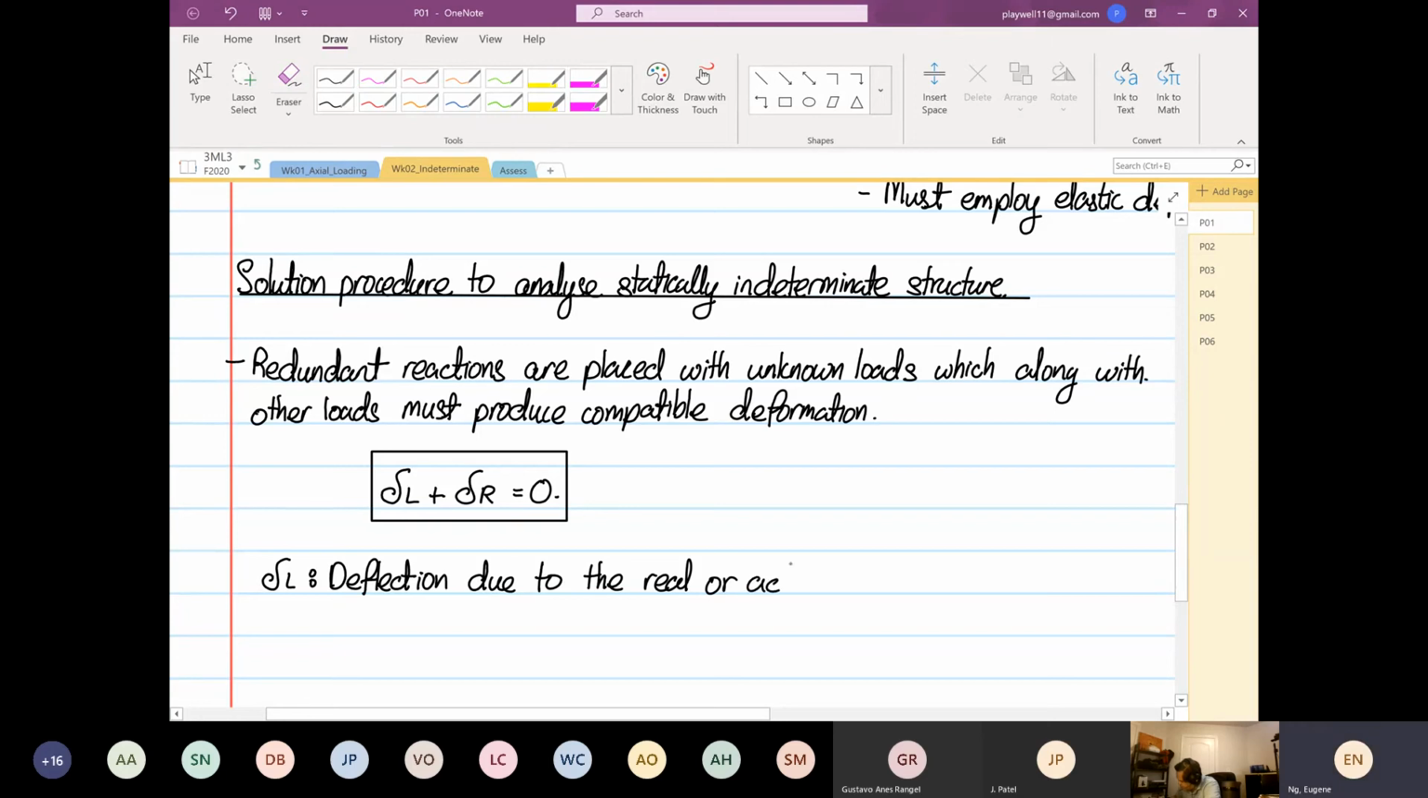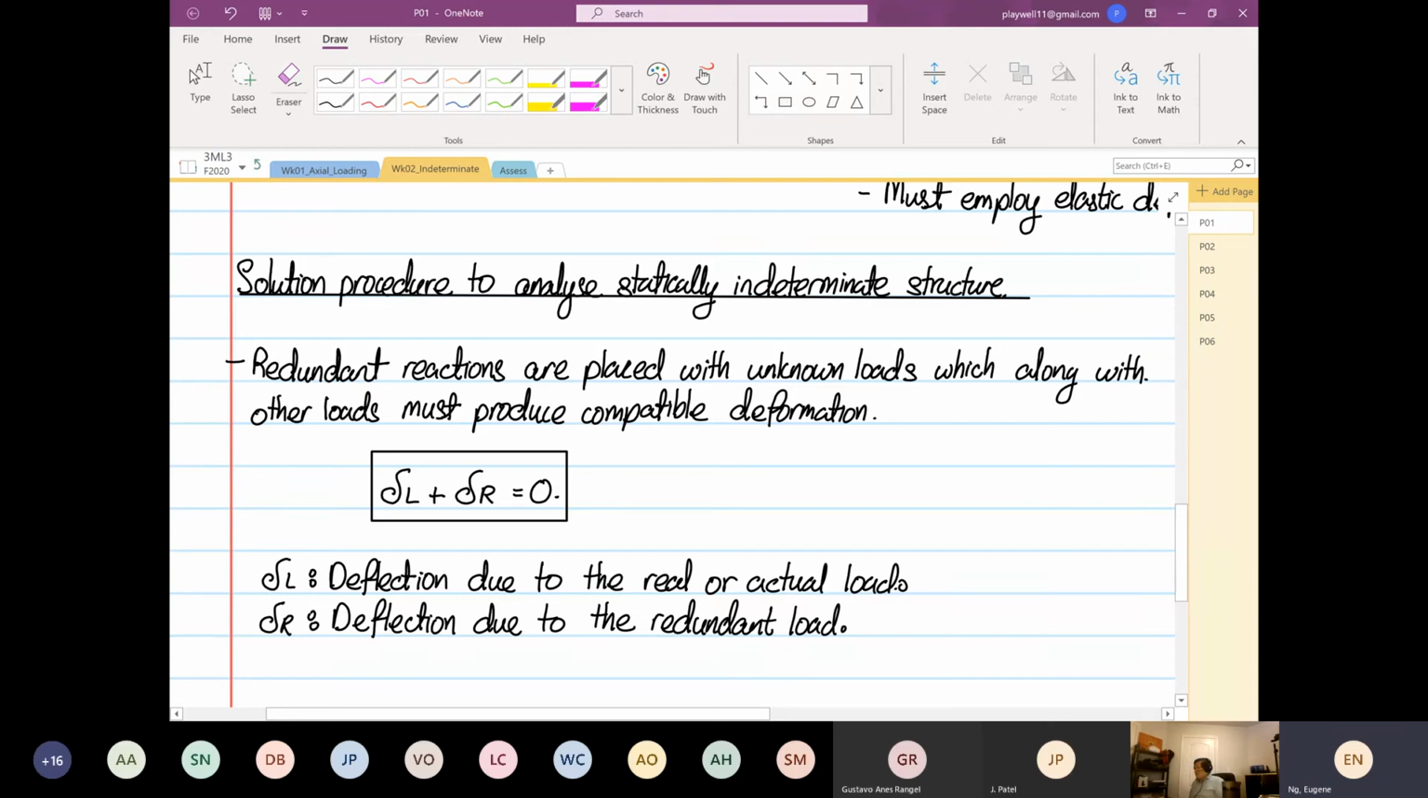Or actual load, right? And delta R is the deflection due to the redundant load.